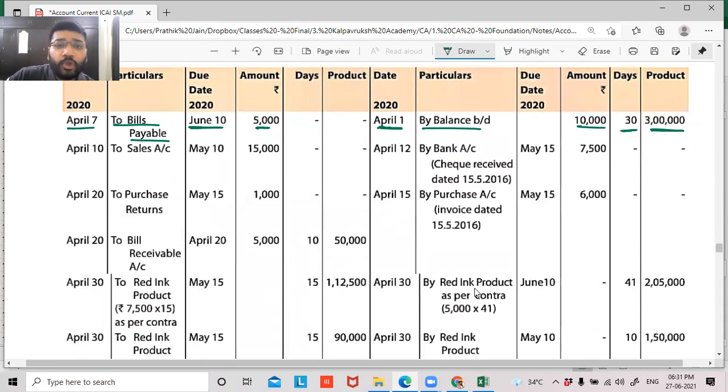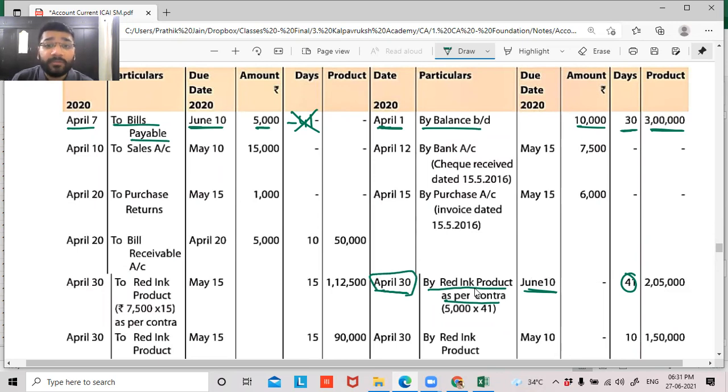Yes, sir. You don't want to write on the debit side because it is negative. If I write it here, it will be minus 41. If you don't want that, you can record it by reading product as per contra, 41 days. June 10 is the due date. April 30. This reading product you'll prepare at the end of the statement date.